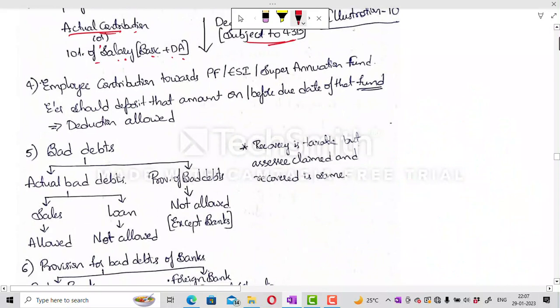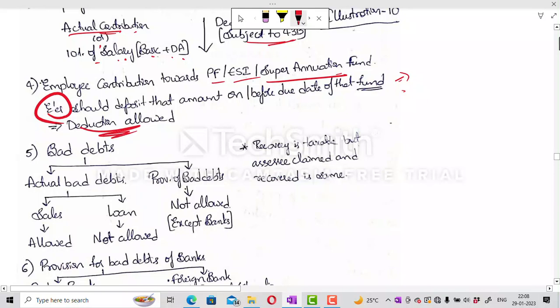And next one, employee contribution towards PF, ESI, superannuation fund, and the employer should deposit that amount on or before the due date of that fund. For specific funds, a specific due date will be there, that is 15th or 7th, like that. The employer should pay that amount on or before such due date, then only deduction is available. If they paid after the due date, then also no deduction is available.